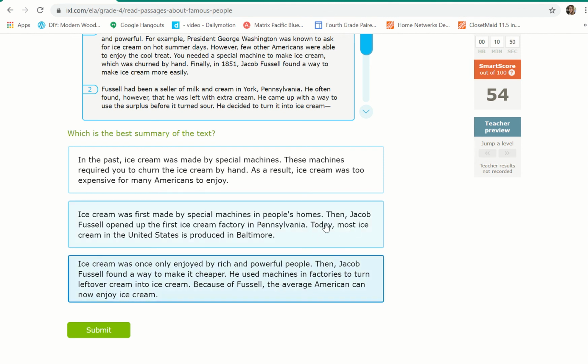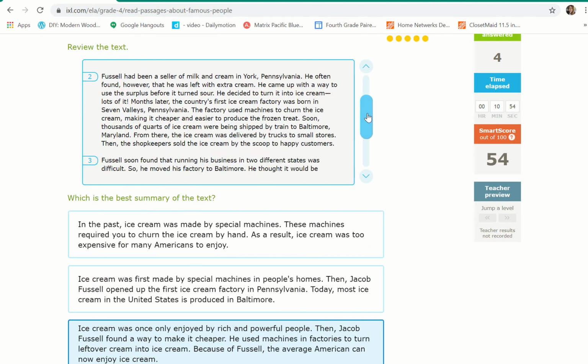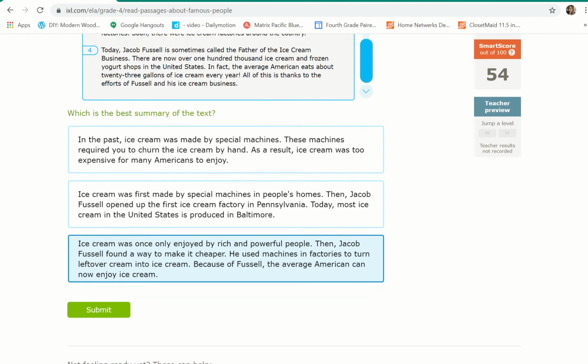Today, most ice cream in the United States is produced in Baltimore. I don't remember that ever being said. Do you guys? I don't think so. I don't think that that is something that we can prove to be true. So that is the best answer.